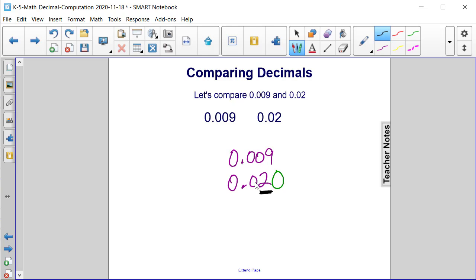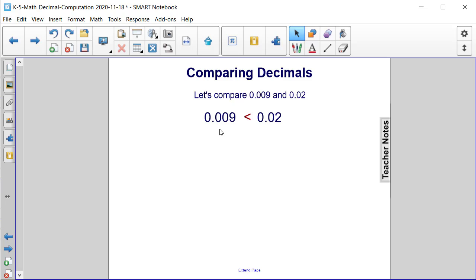Therefore, the larger of the two numbers is going to be 2 hundredths. That means that 9 thousandths is less than 2 hundredths. And this slide verifies that 9 thousandths is less than 2 hundredths.